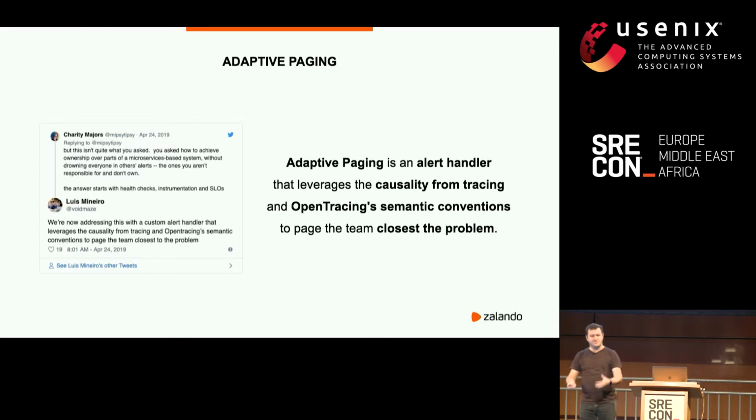I think we came up with a solution for this problem. Not going to claim that it's the only or the best solution for this problem, but it's certainly working very well for us. We call it adaptive paging. And adaptive paging is basically an alert handler that you can plug into different alerting systems. But this one in particular, it leverages the causality from tracing and the strong OpenTracing semantic conventions to page the team closest to the problem. It is very similar to what we were doing before. It depends on alerting on symptoms. The difference is there is no owner of the symptom.